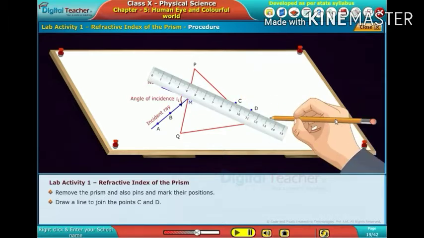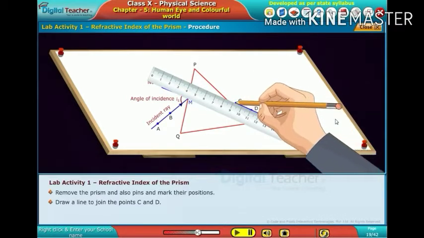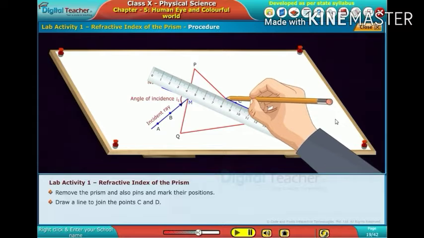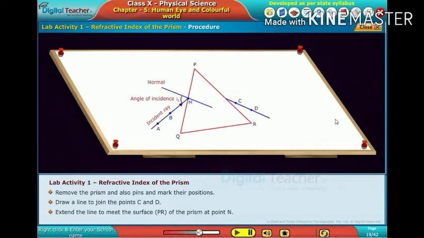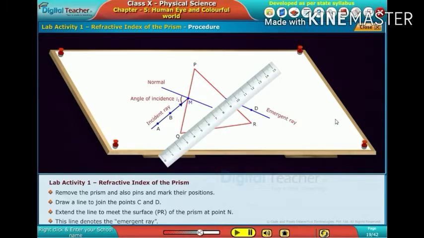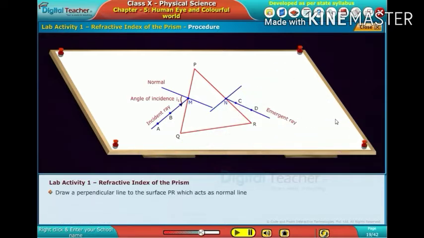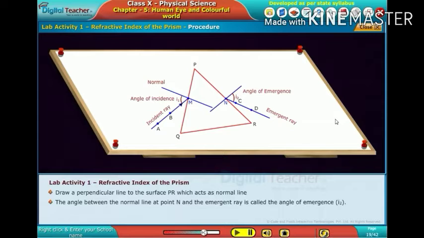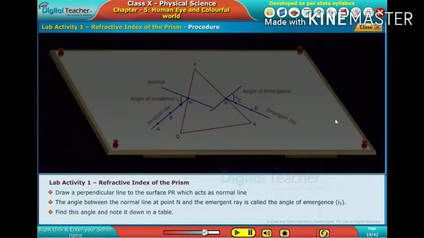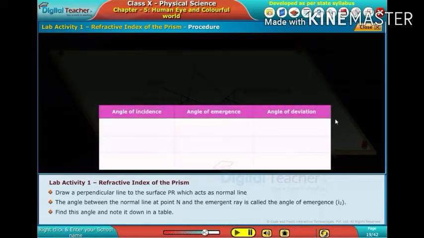Draw a line to join the points C and D. Extend the line to meet the surface PR of the prism at point N. This line denotes the emergent ray. Draw a perpendicular line to the surface PR which acts as the normal line. The angle between the normal line at point N and the emergent ray is called the angle of emergence I2. Find this angle and note it down in a table.